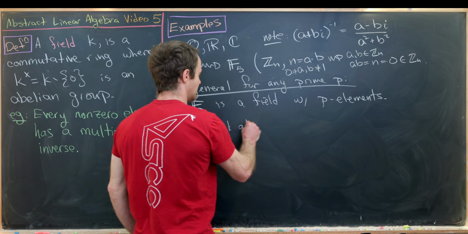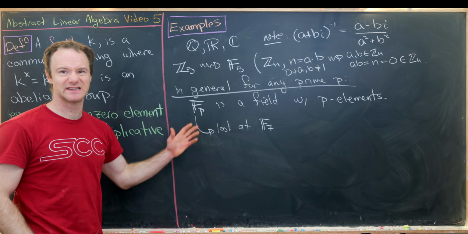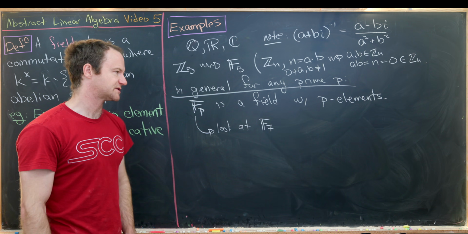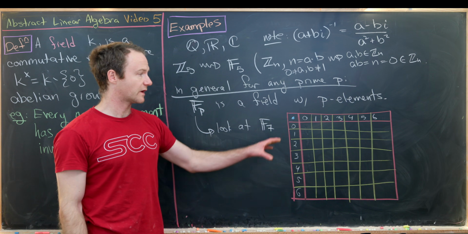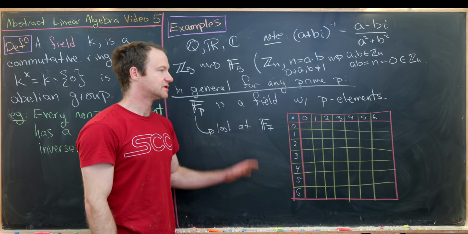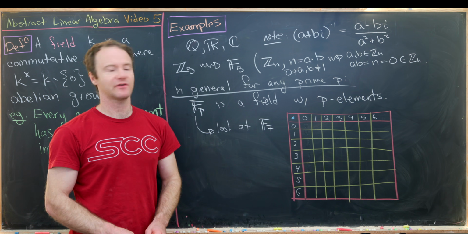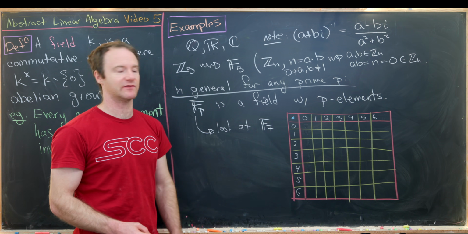Let's look at maybe F7, since we already looked at F5, just to get a feel for it. So let's get a multiplication chart for this on the board. Okay, so now we've got our multiplication chart for F7. So in other words, the integers modulo 7. So that means we need to multiply everything between 0 and 6, divide by 7, and keep the remainder.